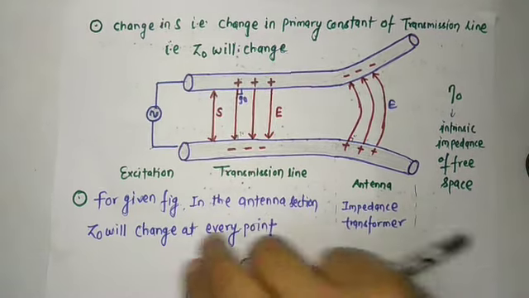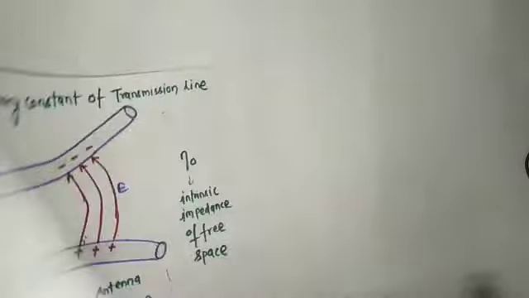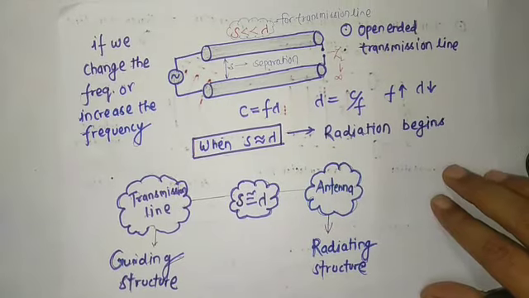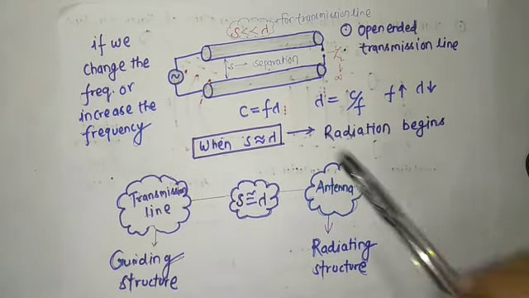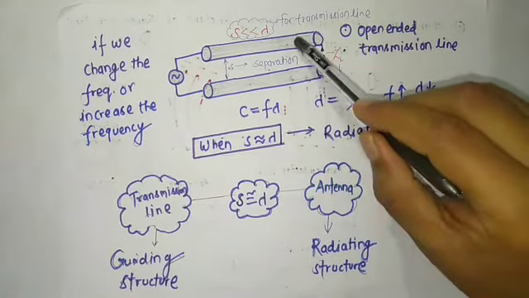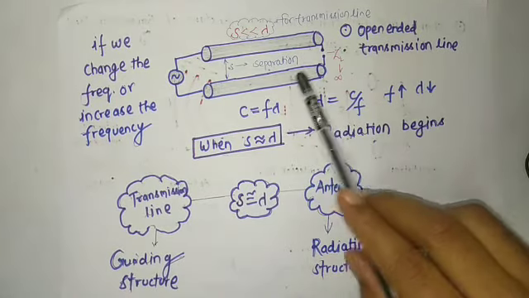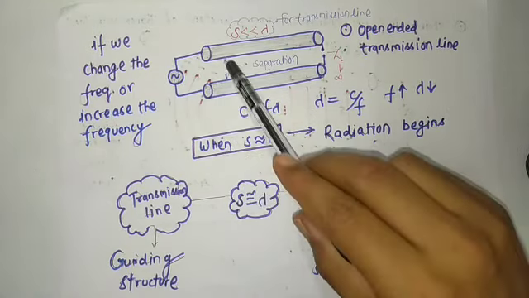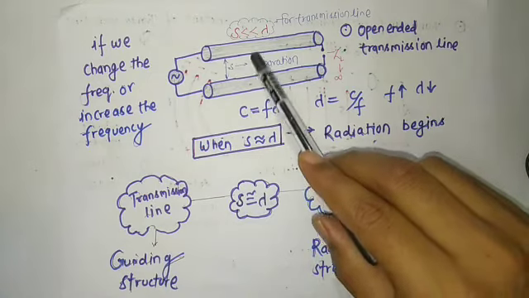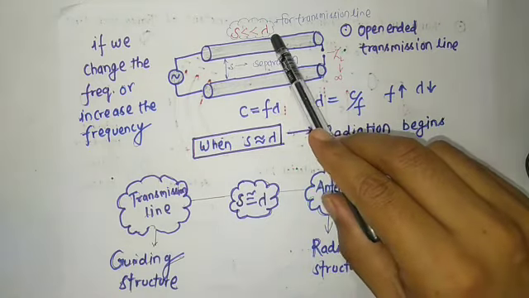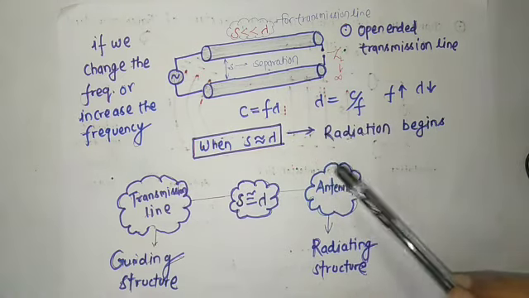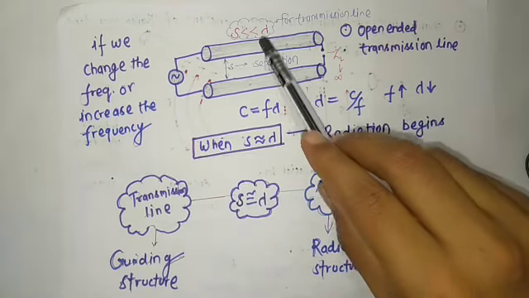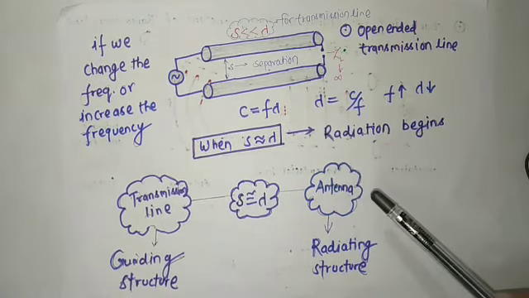Next thing is there is another way to obtain the radiation from the transmission line. How? You can see from this figure, this is an example of open-ended transmission line, and this end is connected with source, and S is the separation between the conductors, and this S is very very less than lambda. This is called spatial balance condition. There is one possibility. If we disturb the spatial balance condition, how can we disturb it?